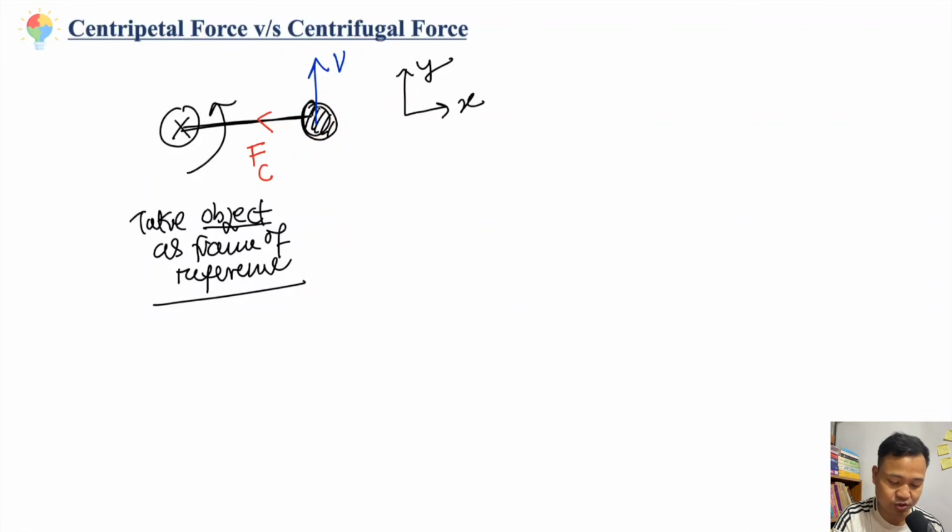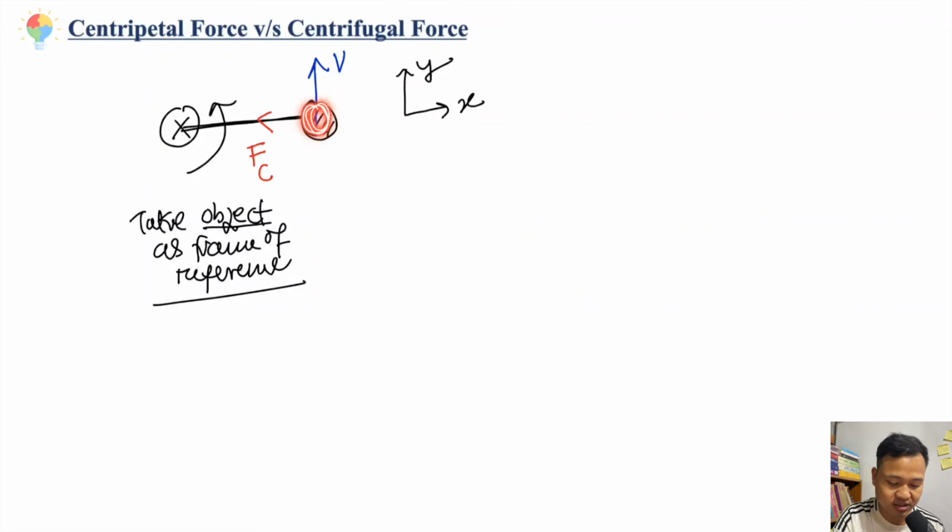Whether this frame of reference is an inertial frame or a non-inertial frame: this stone has acceleration towards the center. So you have a_R. Since it has acceleration, the frame of reference is called a non-inertial frame.